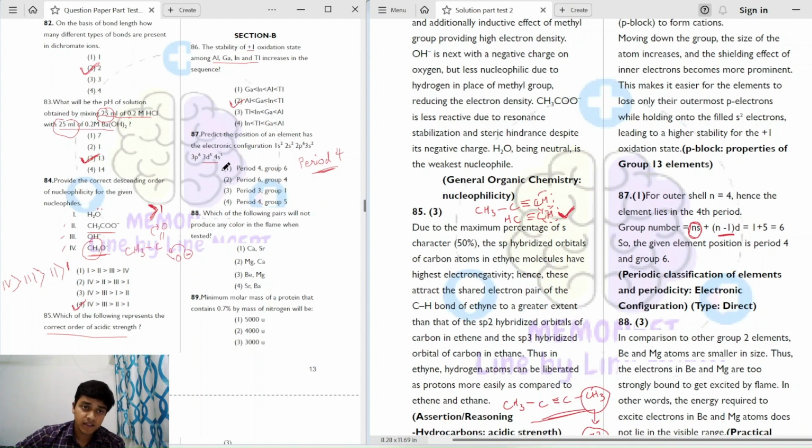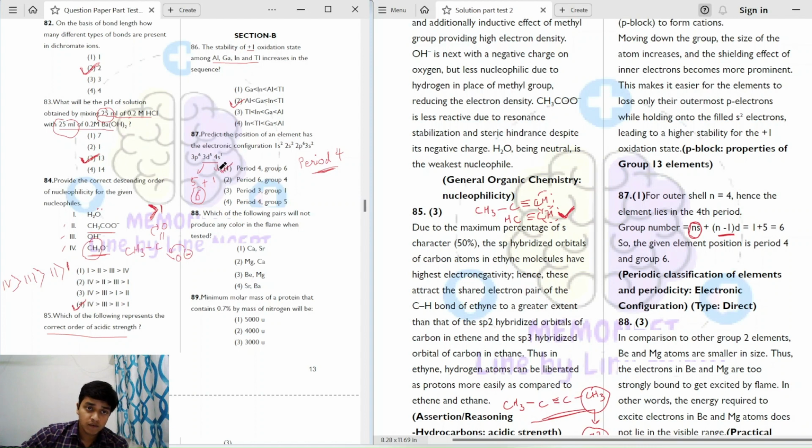So what we get is that in 4s1 we have 1 electron, while in 3d5 we have 5 electrons. So if we add them, we'll have 6 electrons. So the group number will be 6, which is option 1. So the given element will be in period 4, group 6.